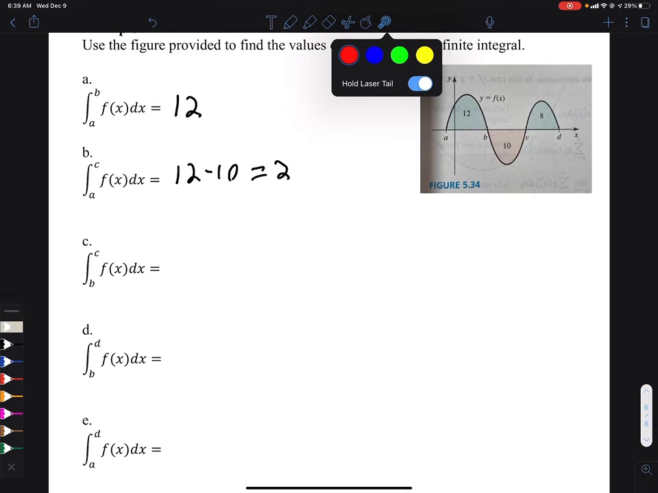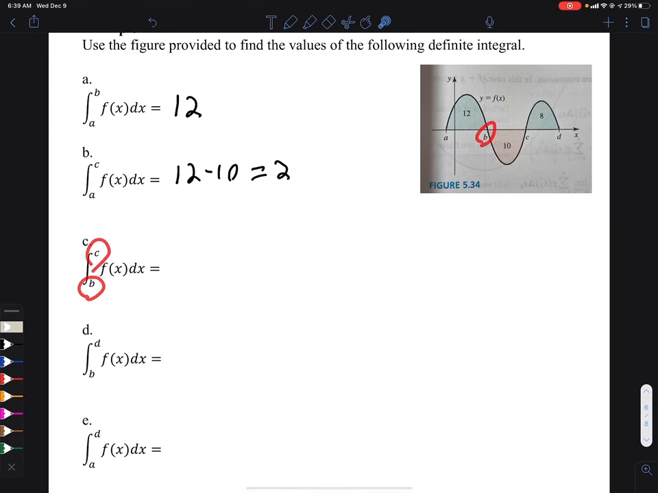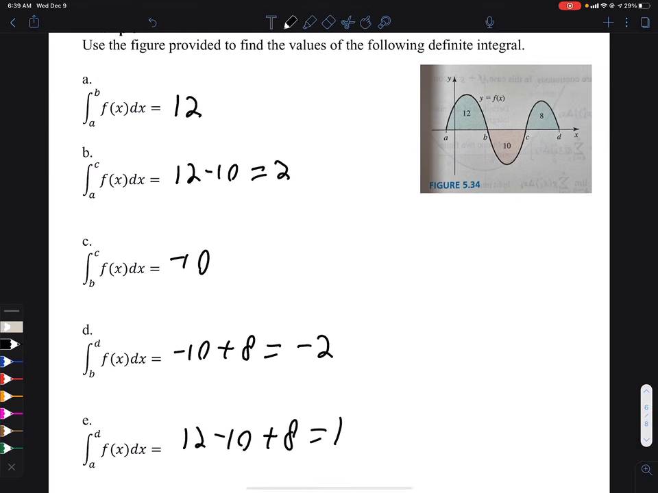All right, B to C. B to C only. Well, it's just below, so it's going to be negative 10. B to D. So I'm going to do negative 10 because that's below and positive 8. So negative 10 plus 8, which would be negative 2. And the last one, A all the way to D. So it's above 12, minus 10, plus 8. And that's going to be 10. So pretty easy, I hope, net area.